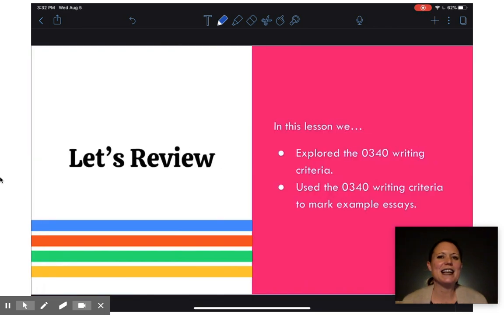But before we do that, let's review quickly what we've done today. So we've explored and hopefully have a better understanding of the 340 writing criteria, and we've used that writing criteria to give some marks to some example essays, which should, inshallah, help us when we're writing our final draft and other essay drafts in 340 to get higher marks and write better essays.